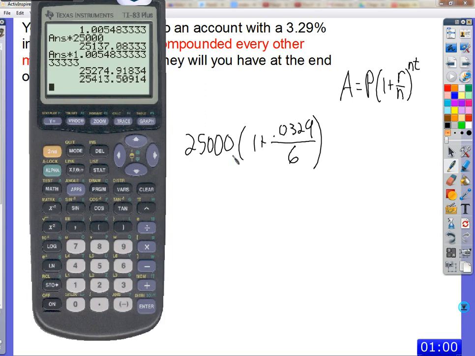So what we're really doing is taking 25,000 times this, that'll be my 25,137. And I'm going to take this new amount, that's 25,137, and multiply it by 1 plus 1.329 over 6 again, and again, and again, and again, for however many months, or however many every other months, or however many 2 month blocks go by.